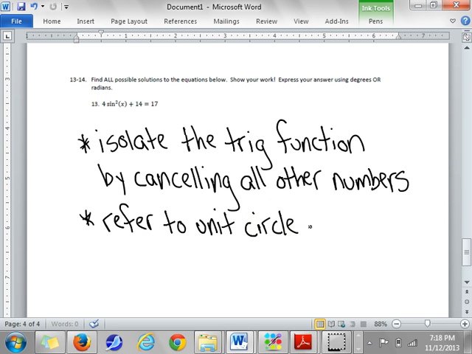Correct. So it would be 3 over 4 equals sine squared x. We would want a square root to get rid of the squared also. So it would be root 3 over 2. Sine x equals root 3 over 2. We want to refer to the unit circle, and our goal is to identify the correct angles.